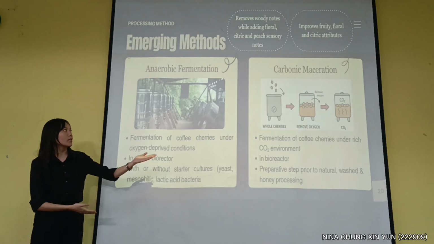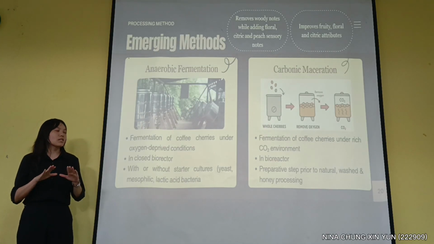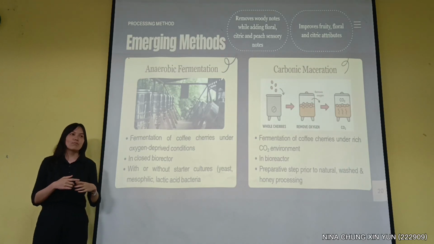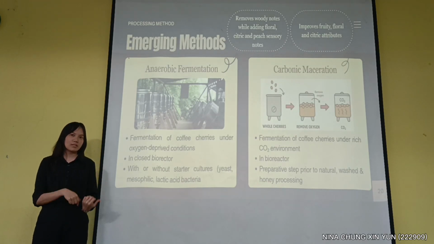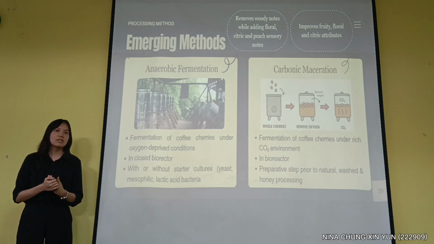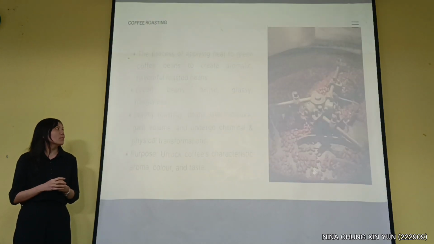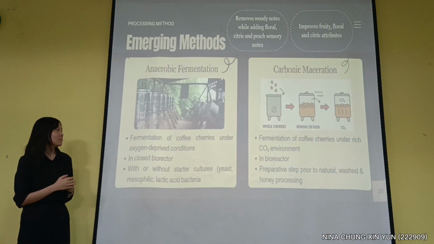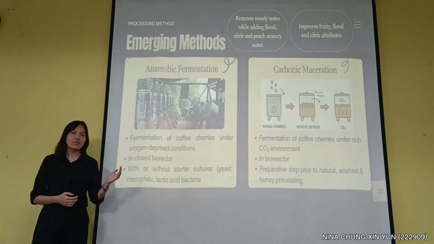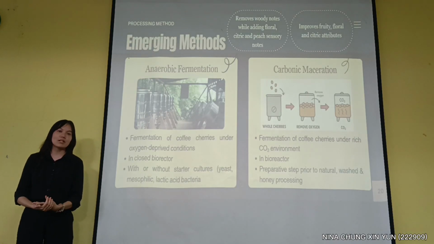And then we also have carbonic maceration, where the coffee cherries are fermented in a carbon dioxide-rich environment. So in the bioreactor, the air is removed and then carbon dioxide is injected into the bioreactor. And this is done as a preparative step prior to the natural, washed, and honey processes. This method also improves the sensory quality of coffee cherry by adding floral, fruity, and citric attributes to the coffee.